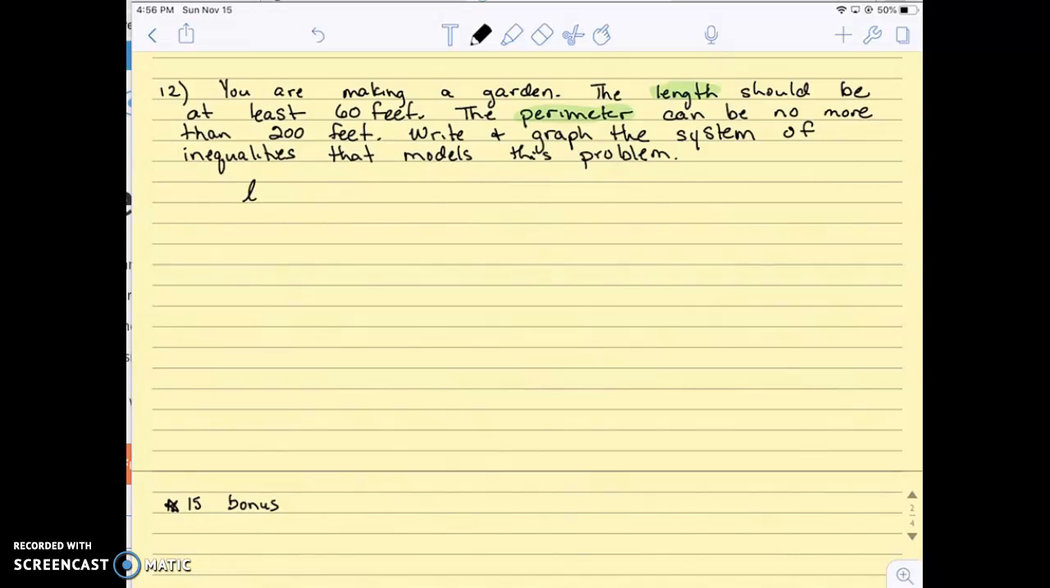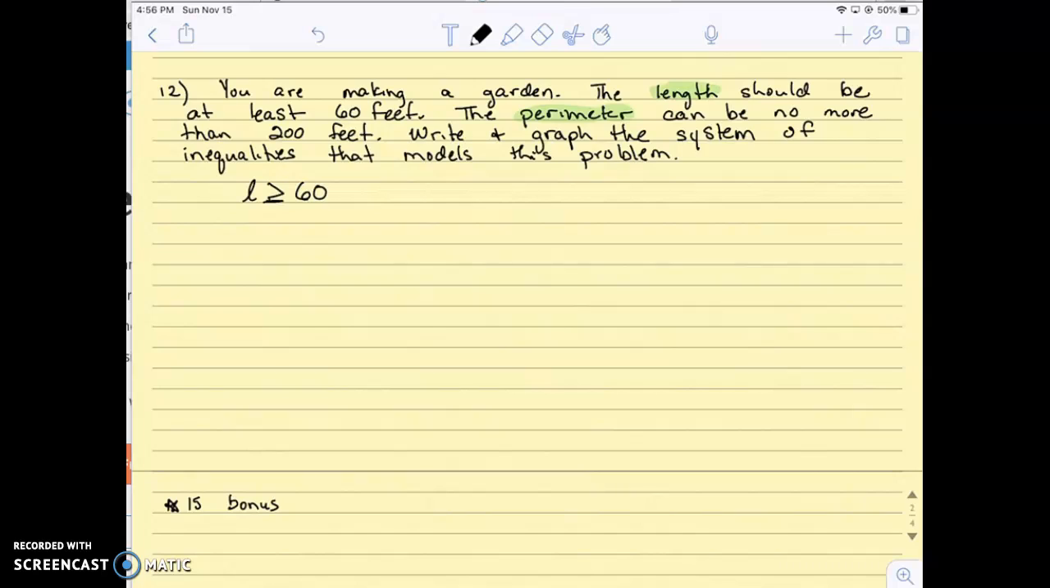So the length at least. So that means that's the smallest it can be. Oops, my bad. 60 is the smallest it can be. The 60 is getting the pointy end, because the length needs to be bigger or greater than 60.